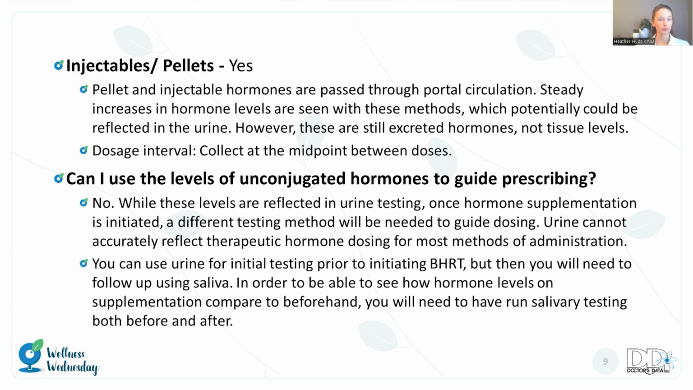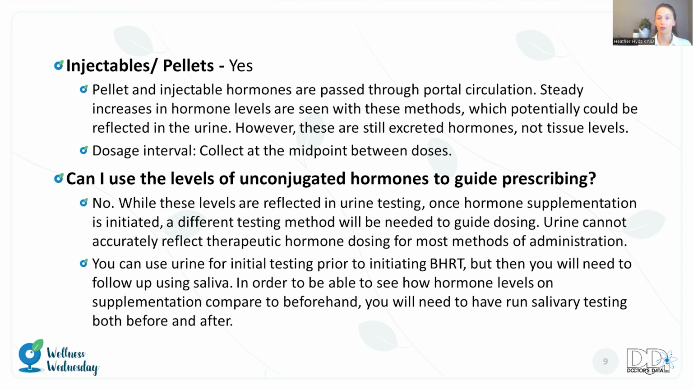Injectables and pellets can definitely be looked at in the urine. They are passed through portal circulation, and you see steady increases in hormone levels with these methods. But again, these are excreted hormones and not tissue levels. If you are testing someone on injectable hormones, collect the urine halfway between doses. So if they're injecting something once a week, collect on day 3 or day 4 after that injection.